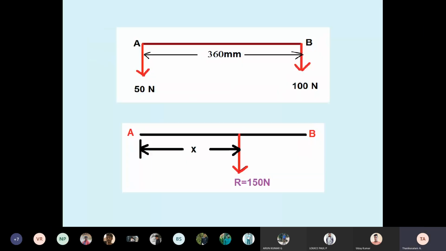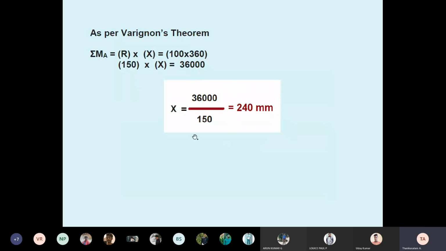So while taking moment, we are applying Varignon's theorem. Varignon's theorem means we replace the resultant force. So 150 into x equals individual force moment. Here two forces, 50 and 100, reference point A. So at A, the 50 Newton acting does not give moment. Students, I repeatedly tell you, while taking moment you have to identify which force does not give moment. How do you identify? Any force acting from a reference point, or going towards a reference point, gives no moment. So the balance is only 100 into 360. So x equals 240 mm.